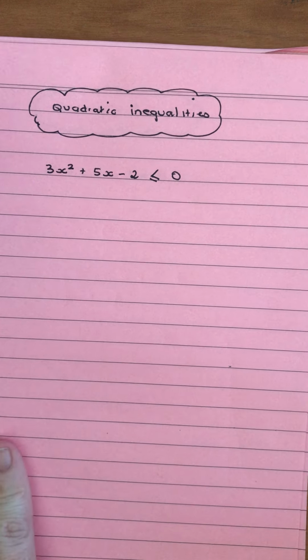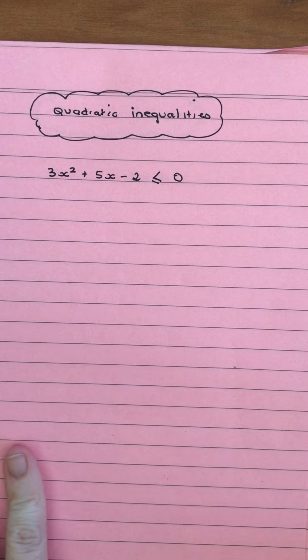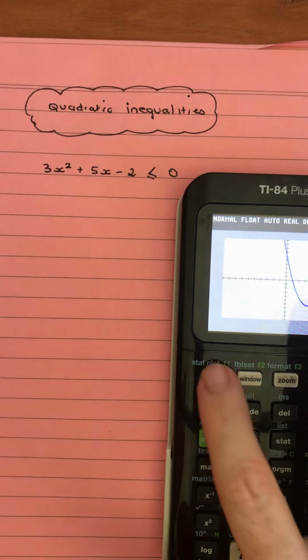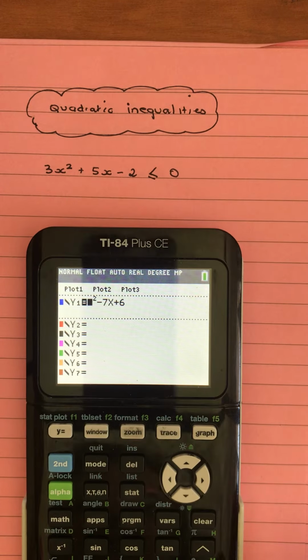Okay, for quadratic inequalities, we're basically trying to solve that, pretend that has an equals there, get all our information, do a sketch, and then show that on our graph. Now, obviously we can work that all through algebraically. If we've got our calculators handy, it is quicker to just pop that in there.